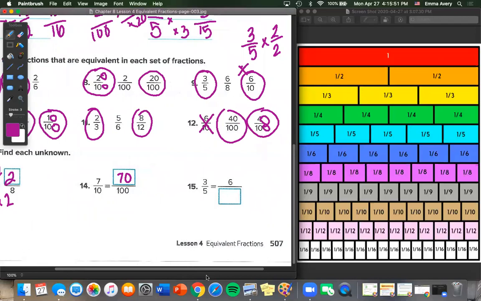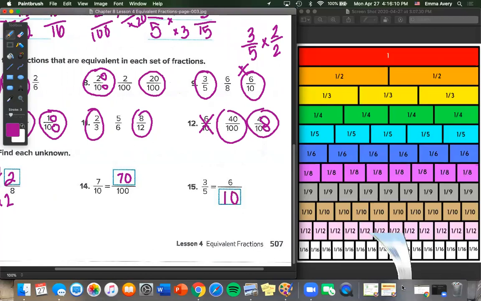On to 15. So 3/5 and 6 whats? Well, 1, 2, 3/5. We go down, nothing yet. Here we go. 1, 2, 3, 4, 5, 6. So 6/10. There we go. All right, on to page 4.